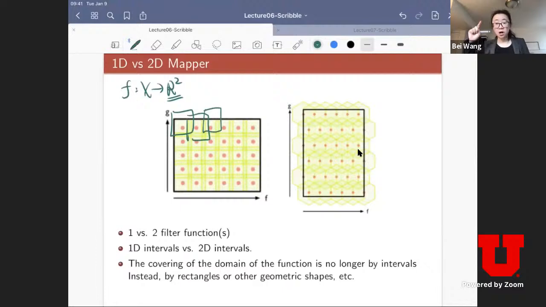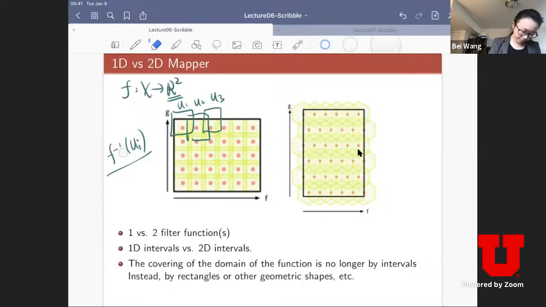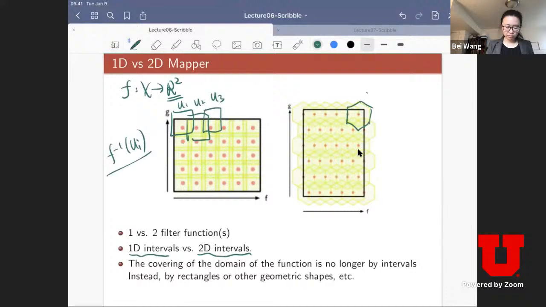Again, this is U1, U2, U3, and then you are looking at the inverse map of them, F inverse of Ui, to be the cover element of my domain, okay? Of course, they don't have to be rectangles. They can be other shapes, but the typical shape that is recommended is a convex shape. A shape is convex when any two points in the shape can be reached by a straight line, and any straight line connection between them is part of that shape, okay? So for example, this is a convex shape. So you go from a one-dimensional interval to a two-dimensional interval, or basically rectangles, okay? And then you take the inverse of those rectangles. And everything else is the same.